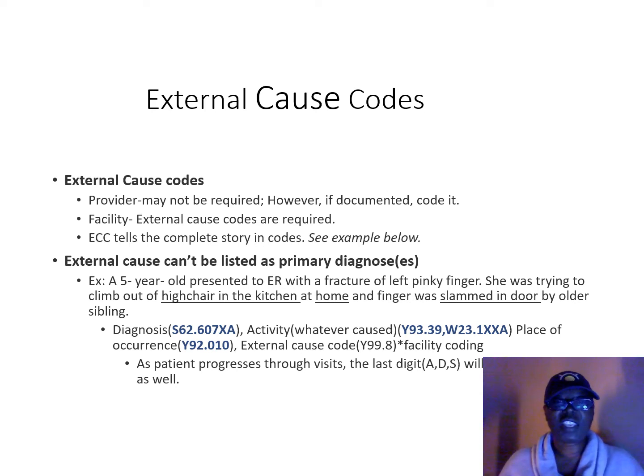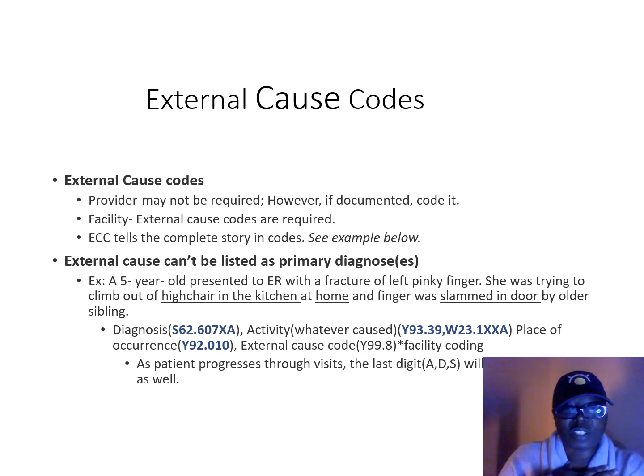The activity is whatever caused it, what caused it, right? Which is Y93.39 and W23.1XXA. She climbed out of the high chair and it was slammed in the door. Then you want to assign the place of occurrence, which is Y92.010. And so the external cause code is Y99.8 for facility coding.